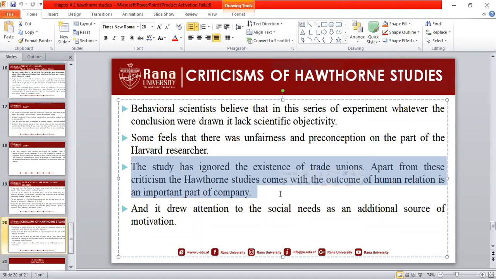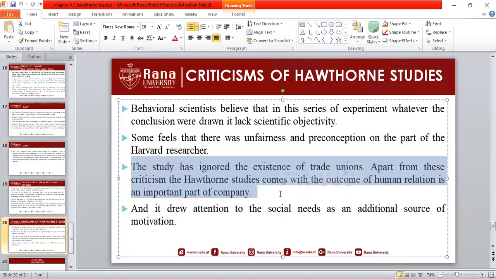Union means those laborers first register themselves in a union, then the union will send them to different industries for work. That's their unity. The union means a group of people who work together, who come together on one platform, and from that platform they are sent to different industries for working. So they say the study ignores the union.